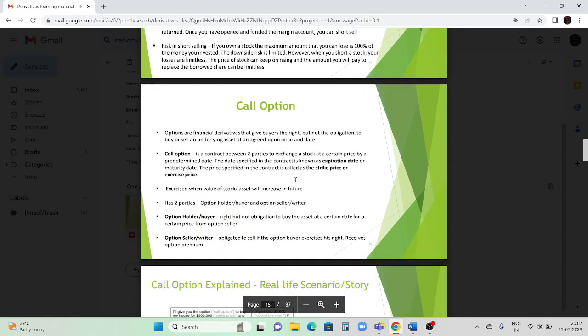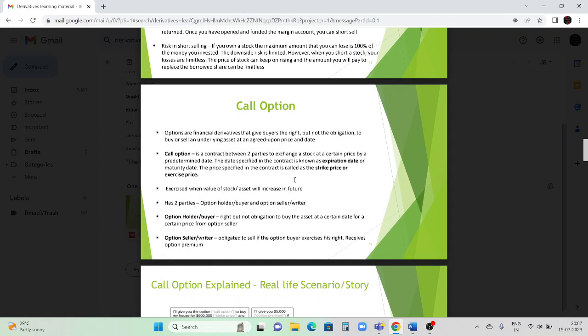Call option. Options are financial derivatives that give buyers the right, but not the obligation, to buy or sell an underlying asset at an agreed upon price and date. A call option is a contract between two parties to exchange a stock at a certain price by a predetermined date. The date specified in the contract is known as the expiration date or maturity date. The price mentioned in the contract is called the strike price or exercise price.